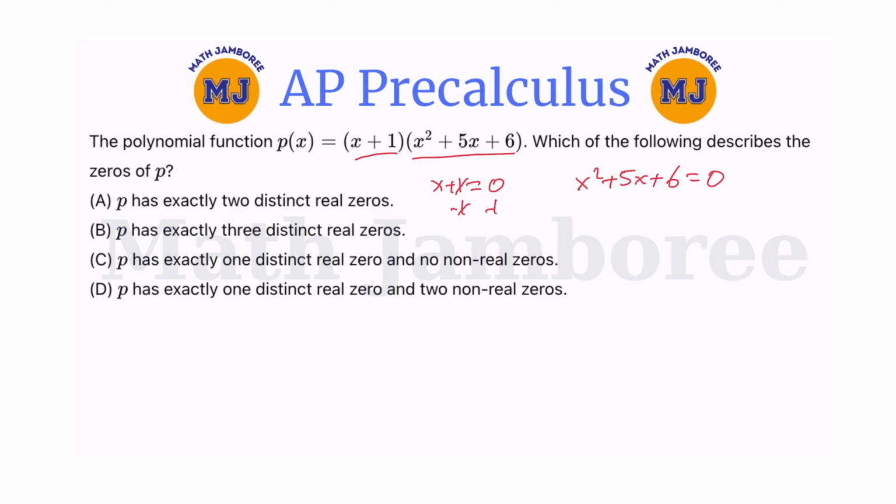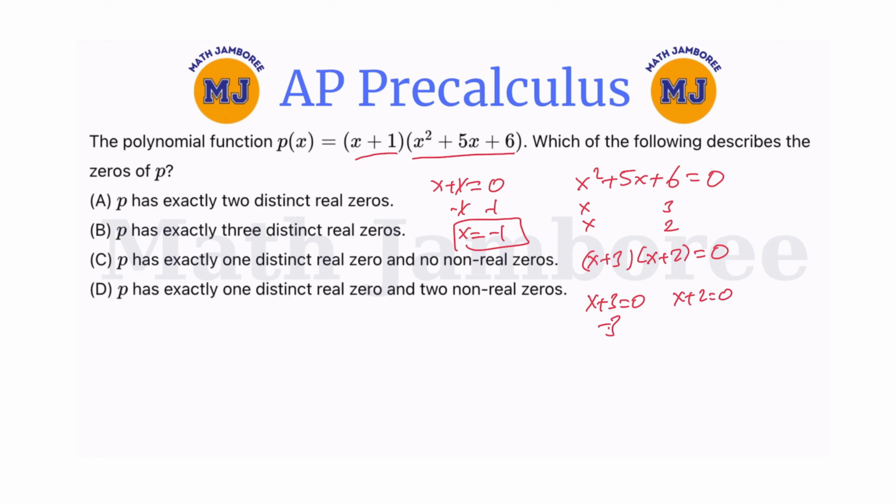So taking away 1 from each side, that gives you x = -1. And for this one, x and x, and 3 and 2, when you multiply, you get 6. When you add them, you get 5. So this is (x + 3)(x + 2) = 0. So x + 3 = 0, x + 2 = 0.